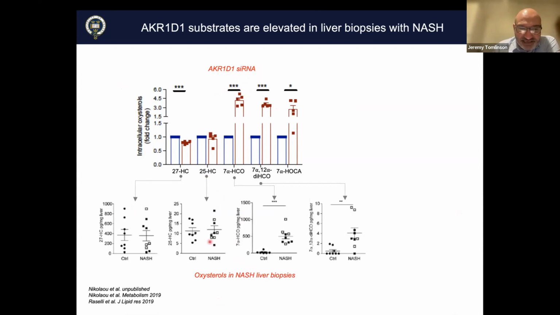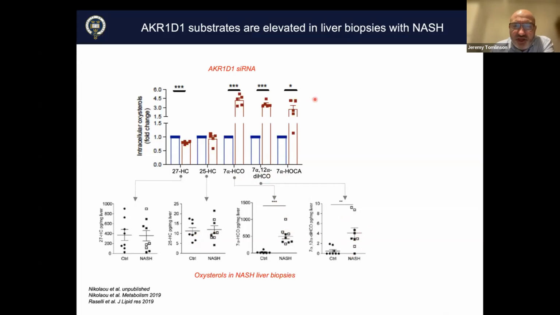And again, this is data from Bill and the team, where they have actually looked at oxysterols within liver biopsies from patients that have got NASH. And again, what's interesting here is that it mirrors very closely what we see in our AKR1D1 knockdown. So, for example, here, 25-hydroxycholesterol, where there's no difference in the liver biopsies, but actually 7-alpha, 7-alpha 12-alpha markedly elevated in patients with NASH.